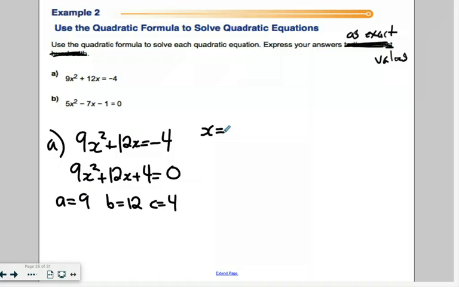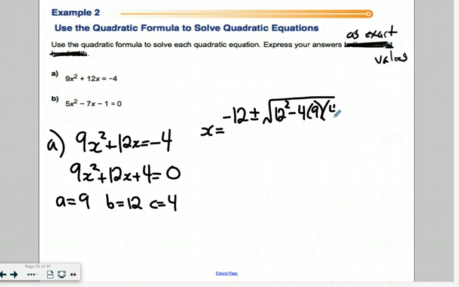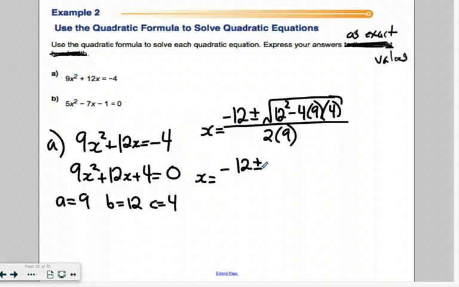So x is equal to negative b, so negative 12, plus or minus the square root of b squared. So again, this is the part where we're evaluating that discriminant. So 12 squared minus 4 times a, which is 9, times c, which is 4. And that's all over 2 times a, which is 9. So we can start evaluating this. I'll start by evaluating the discriminant. So 12 squared, that's 144, minus 4 times 9 times 4, and you actually get this value of 0. So it's plus or minus the square root of 0, divided by 18.